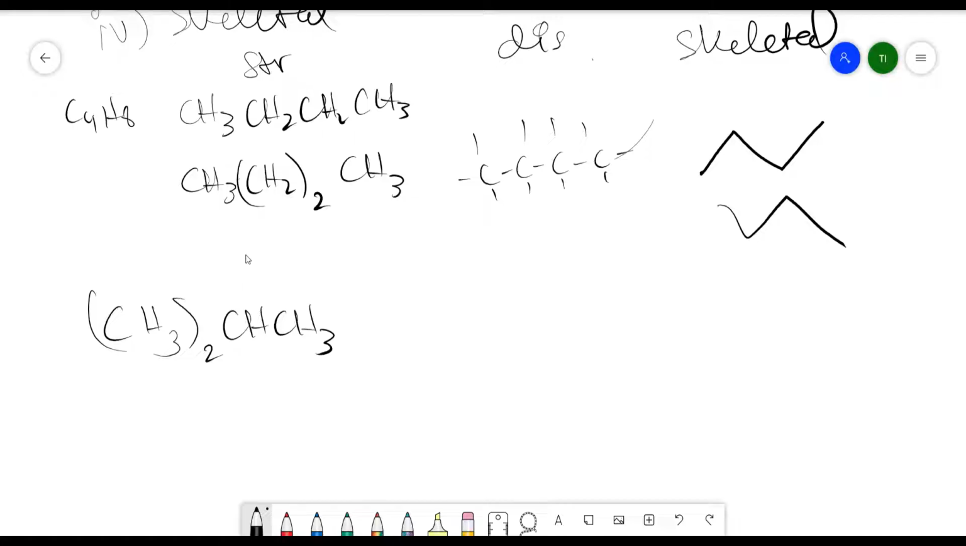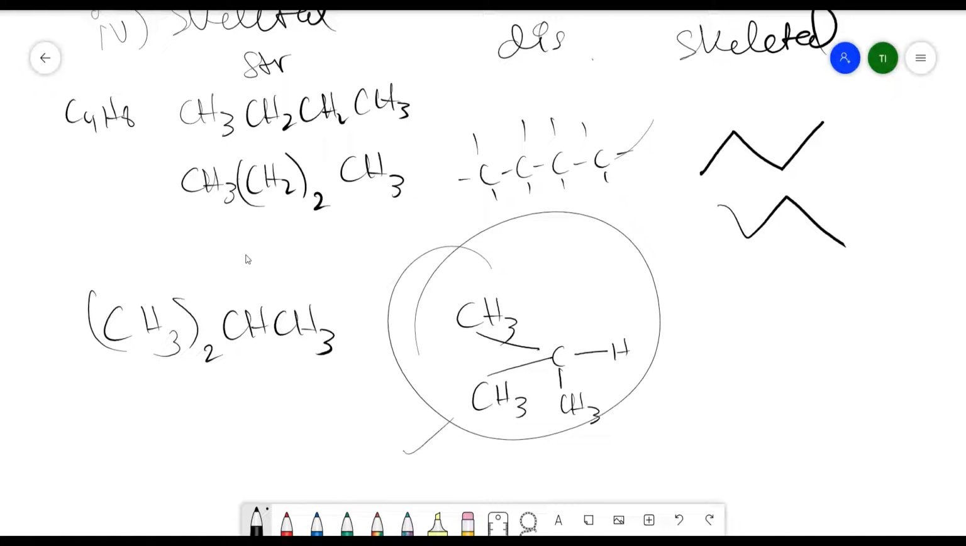Anyway, let's move on. Firstly, let's draw the two CH3s. So CH3 and CH3, and there's a central C that's bonded to an H, right? So CH3, CH3, and CH3. That's how it is. If you got it like this, then it's correct. For those of you who did it like this, right?